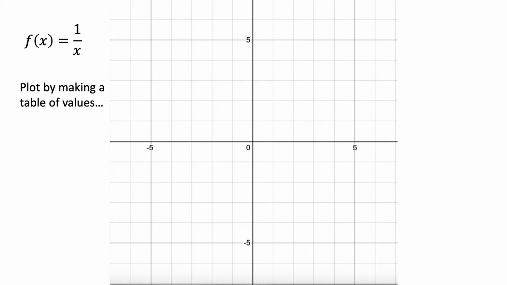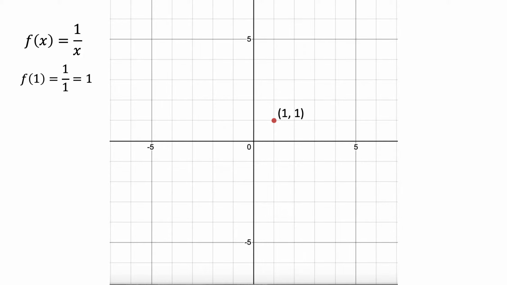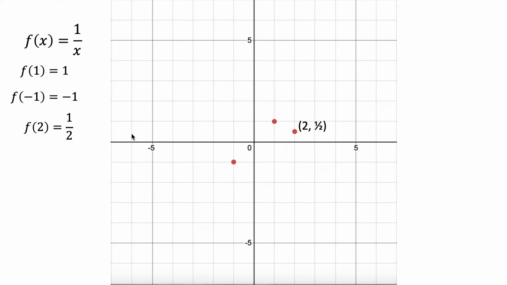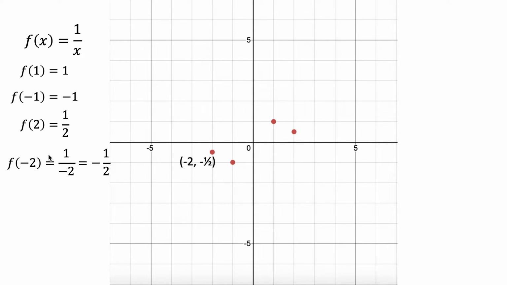All right, so let's see what that looks like as a graph. Let's do this by plotting a table of values. Well, not exactly a table yet, but let's go through a few main values. If I put an input of 1, the output will be 1. So 1, 1 is on the graph. If I input -1, 1 over -1 is -1. So -1, -1 is on the graph. Let's try 2. So x equals 2, y equals 1/2. Let's put -2. 1 over -2 is -1/2, so that's on the graph there.